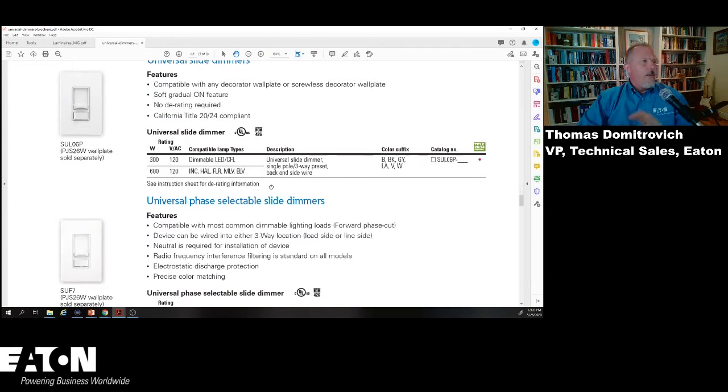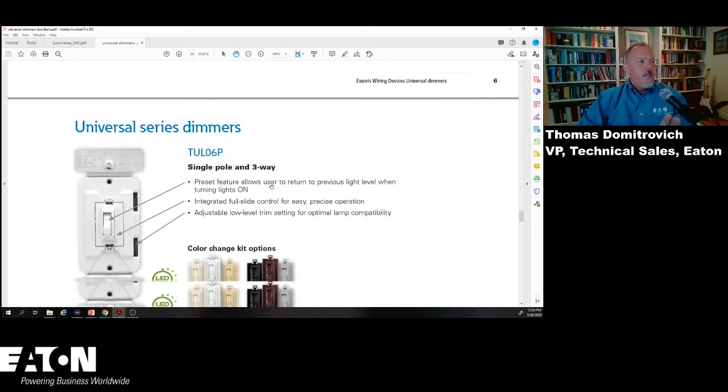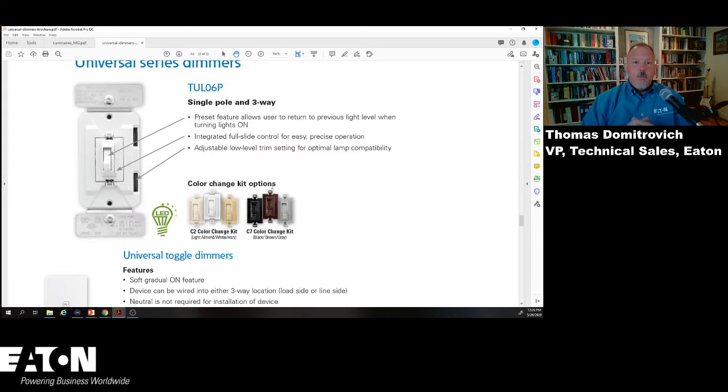So I'm referencing this so that you understand that you will have to marry your controlling device, the light switch, the occupancy sensor, whatever it is, with the type of load that you are dealing with. All right. So I don't have anything else on that.